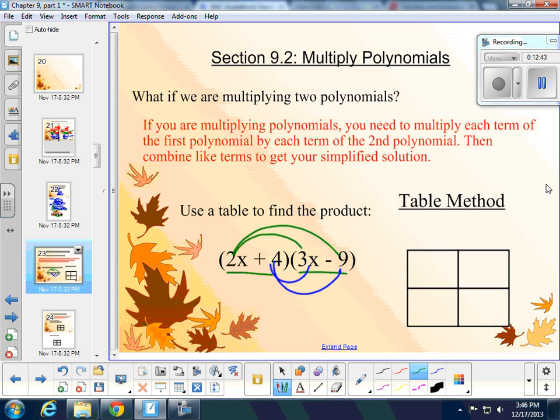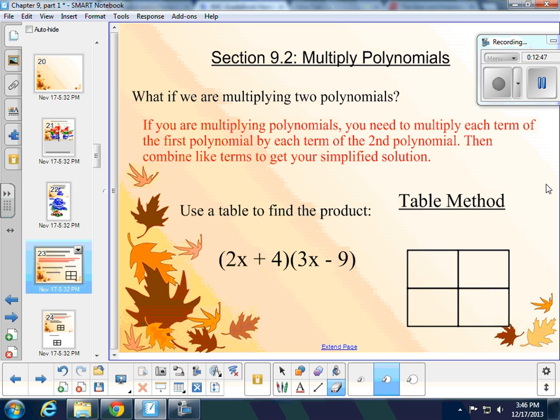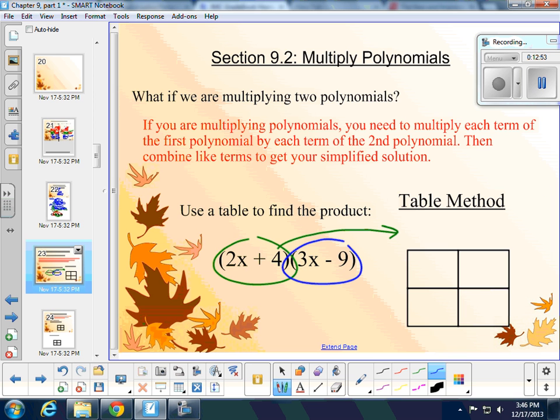Well, this table is a way of organizing that. And so I'll show you how this works, what you do to use the table method. I'm just going to take one of these binomials and put it up top here, and the other binomial, I'm going to stack along the side here. And inside each box in the table is where I'm going to get my results when I multiply those terms together. Then I'll combine them all at the end, and that'll be my answer. So again, just kind of stacking everything up here.